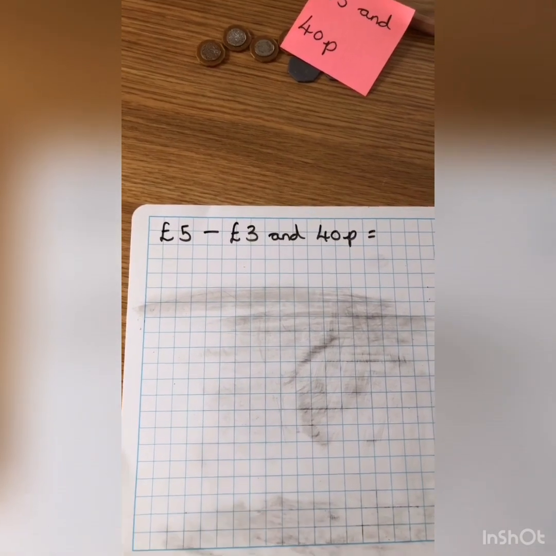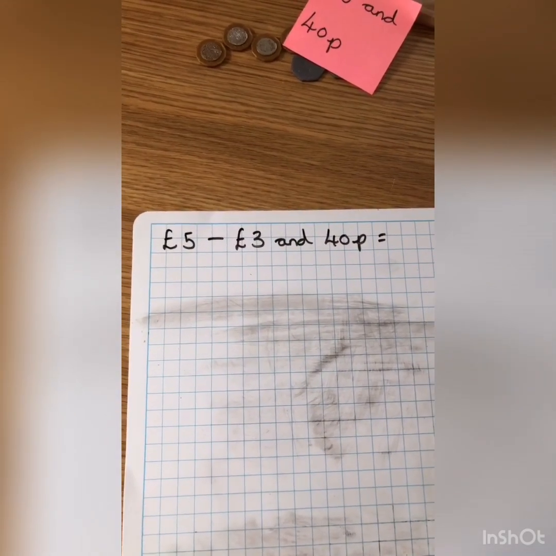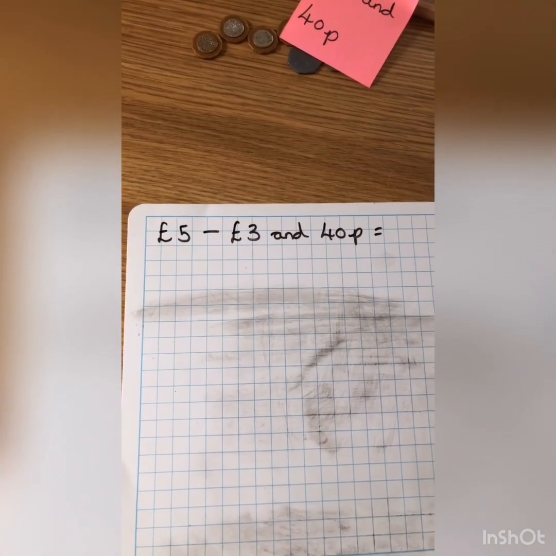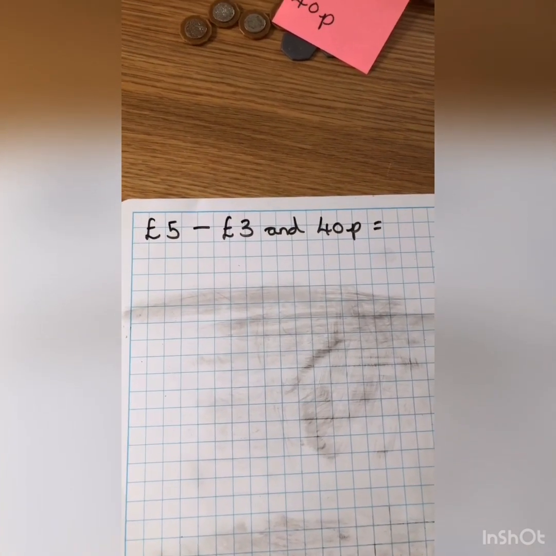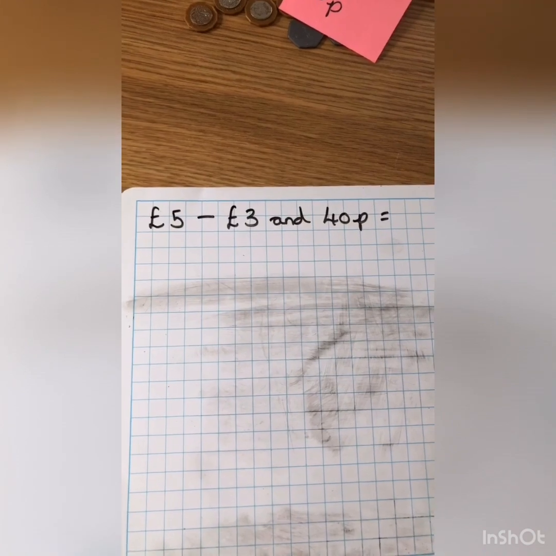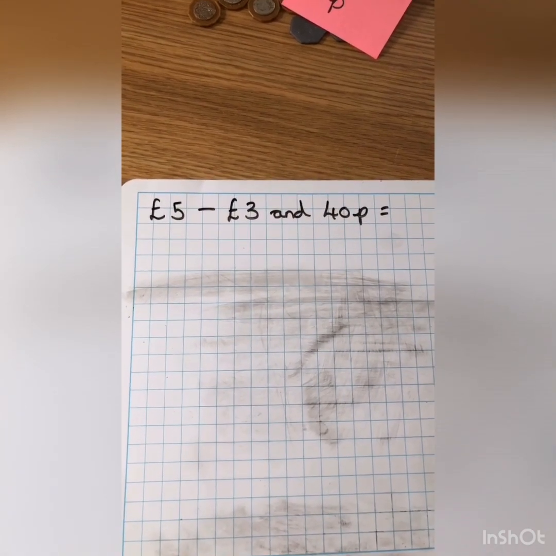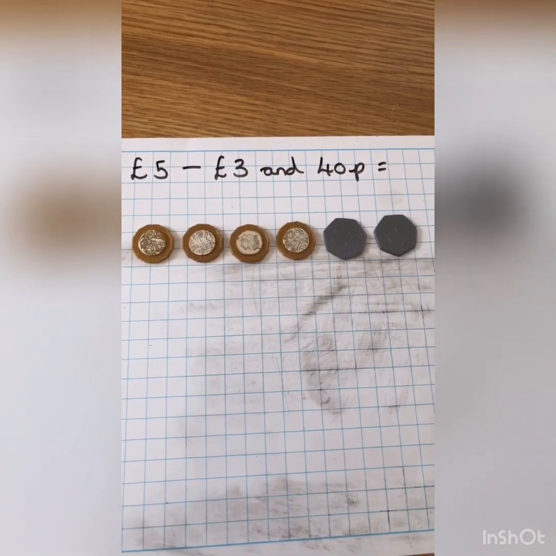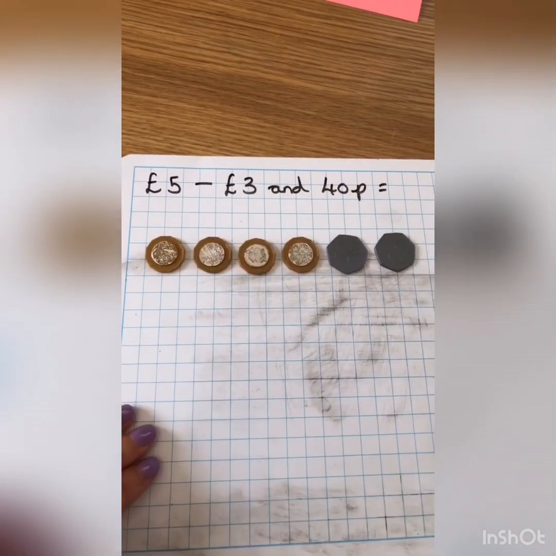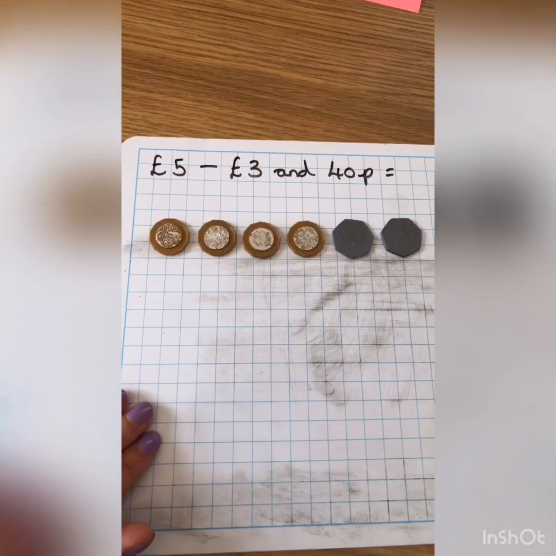You are absolutely right. I'm going to have to do £5 take away £3 and 40p. Now I'm going to show you 2 ways that we can do this, and to start with, we're going to have to use our money. Going back to our £5 that we had at the start, I now need to try and take away £3 and 40p from my amount.